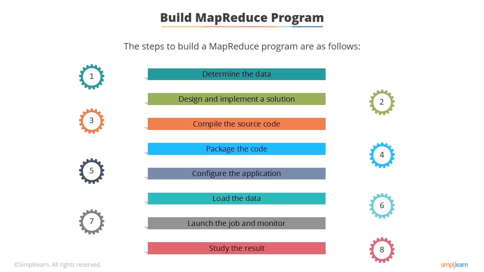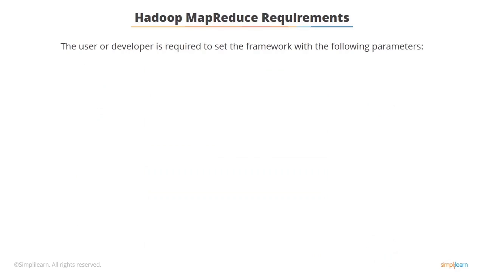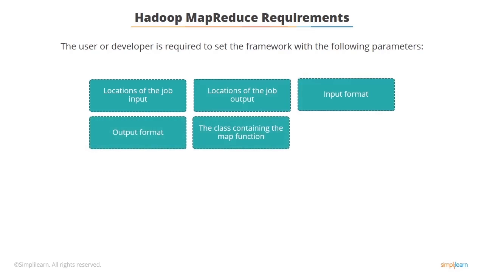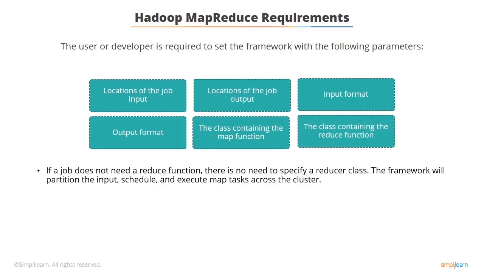Study the results. The user or developer is required to set up the framework with the following parameters: locations of the job input in the distributed file system, locations of the job output in the distributed file system, input format, output format, class containing the map function, class containing the reduce function, which is optional. If a job does not need a reduce function, there is no need to specify a reducer class.